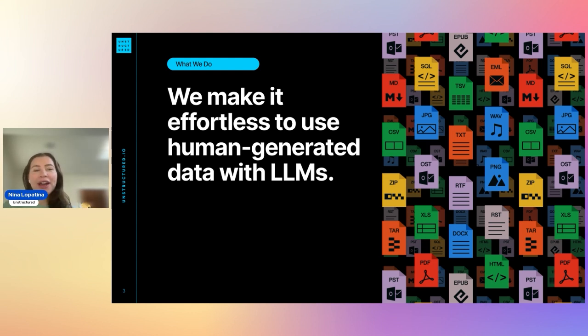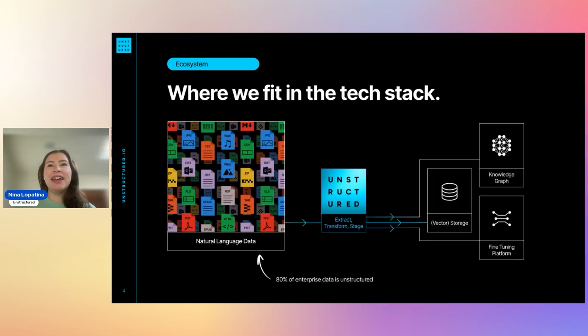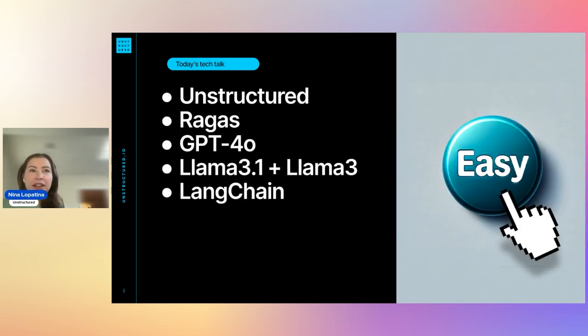We support a wide range of formats, and we fit in this ETL stage before you want your data in vector storage or a knowledge graph or a fine-tuning platform. And so for today's tech talk, the tech stack is going to be Unstructured, RAGAS, GPT-4o, and we're going to be comparing Llama 3.1 and Llama 3 and using LangChain to stitch it all together, and it's going to be super easy.